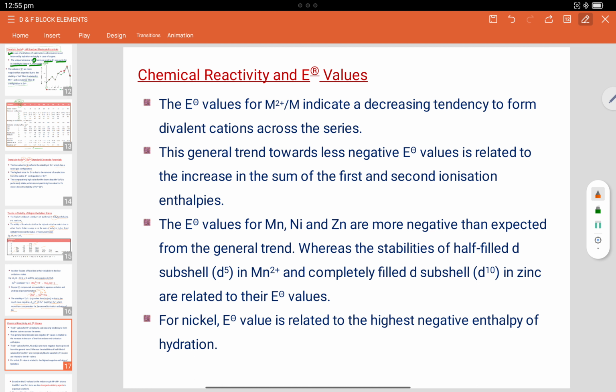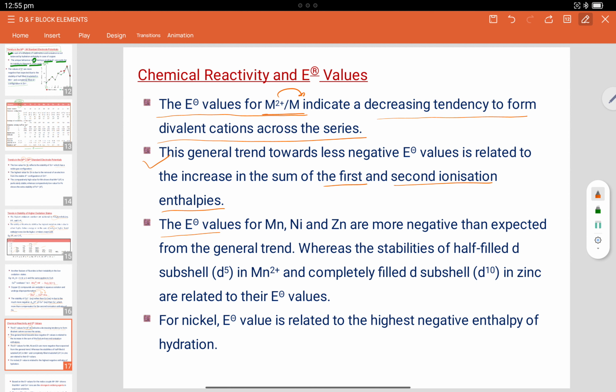Chemical reactivity and E value. The E naught value for M+2 to M indicates a decreasing tendency to form divalent cation across the series. This general trend towards less negative value is related to the increase in the sum of first and second ionization enthalpy.